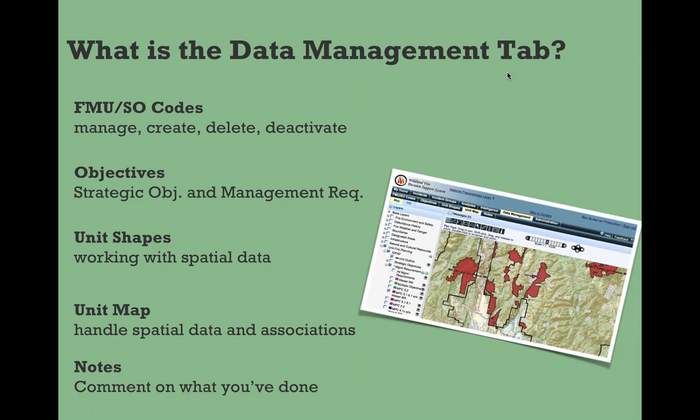Those are the FMU/SO codes. This tab is really what you use to manage or create, delete, deactivate FMU or strategic objective shape codes. Most folks aren't going to use that too much, but we'll talk briefly about it. The next tab is the Objectives tab, and this is really the meat and potatoes of the Data Management tab. This is where you create and manage your strategic objective statements and your management requirement statements. So a lot going on there. And then the other tab is the Unit Shapes tab.